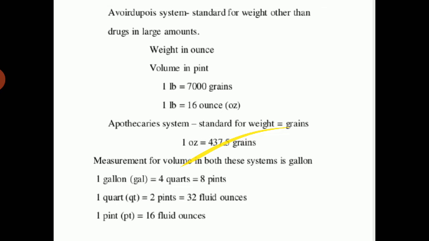Measurement for volume in both these systems is the gallon. 1 gallon is equal to 4 quarts or 8 pints, and 1 quart is equal to 2 pints or 32 fluid ounces, and 1 pint is equal to 16 fluid ounces.